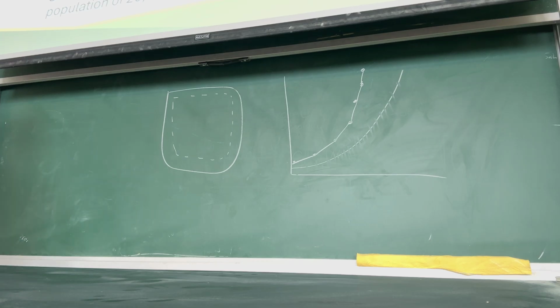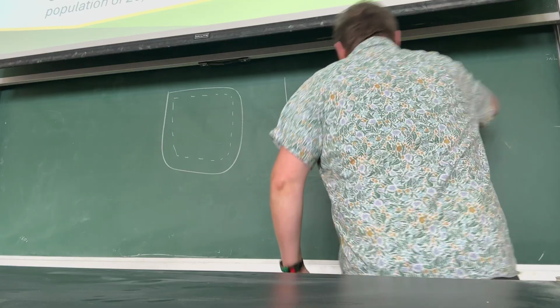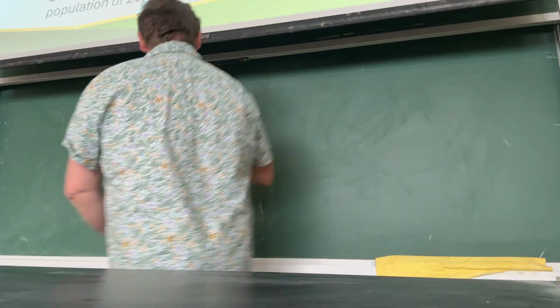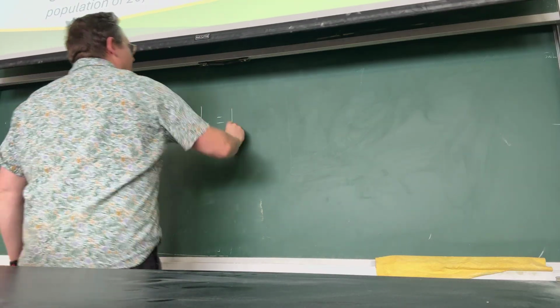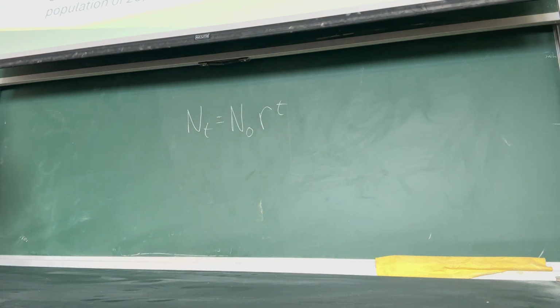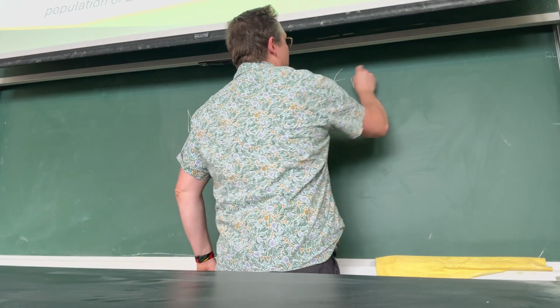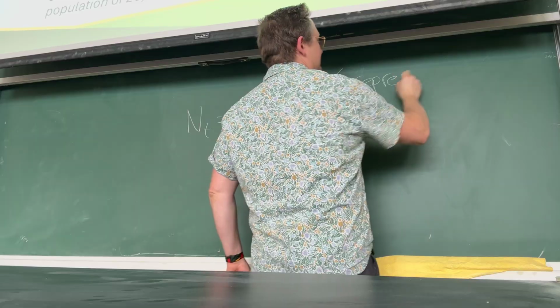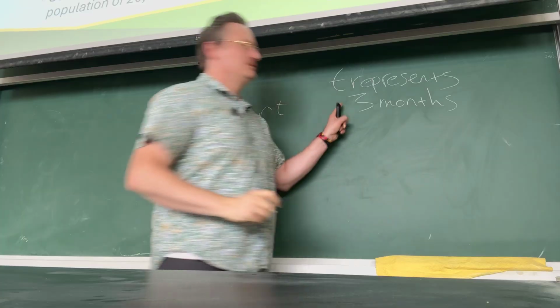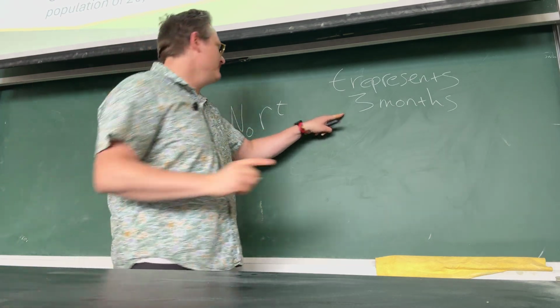Let's go ahead and look at the equation to make sure everything makes sense. N sub t equals N sub o times R raised to the t. All right? So you've got 10 offspring for each adult roach every 3 months. So t represents a 3-month period. Cool? Awesome.